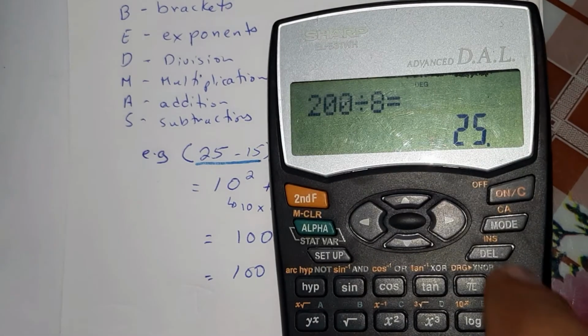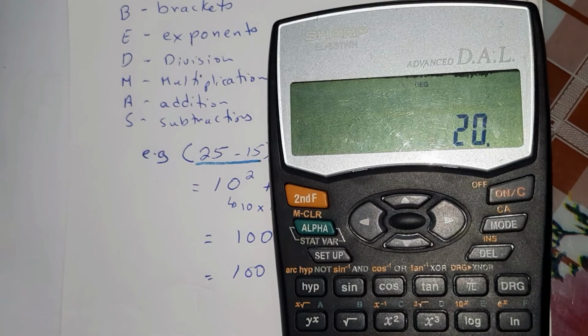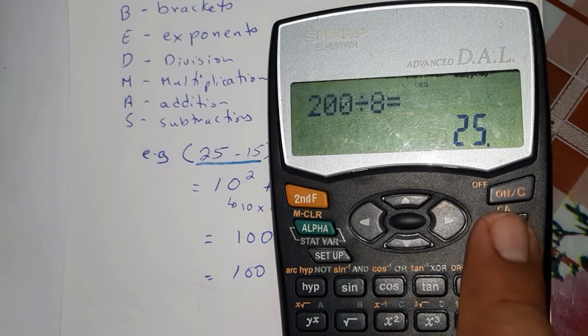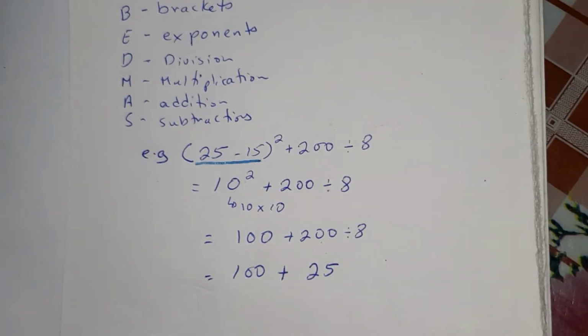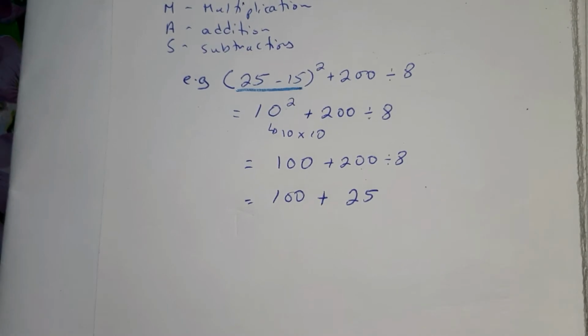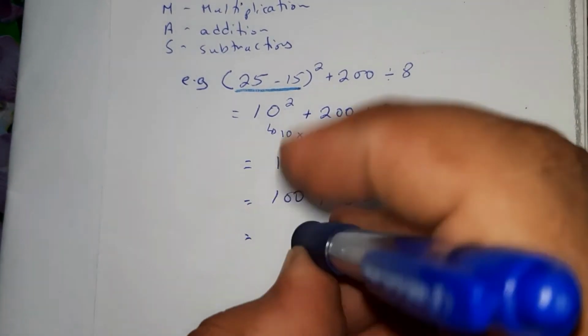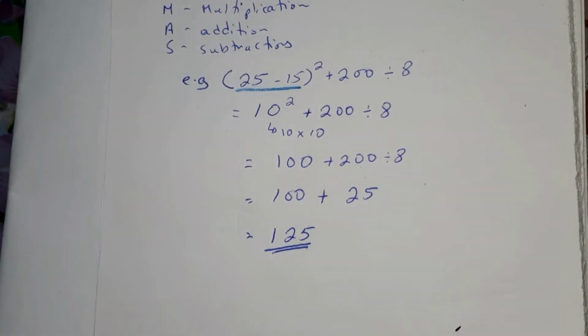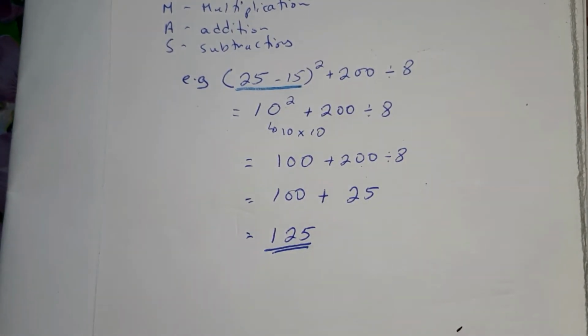You can have your calculator. 200 divided by 8, and you get 25, right? So that is what we have. Now what is 100 plus 25? That's going to be 125. So that is our answer. Our answer is going to be 125.